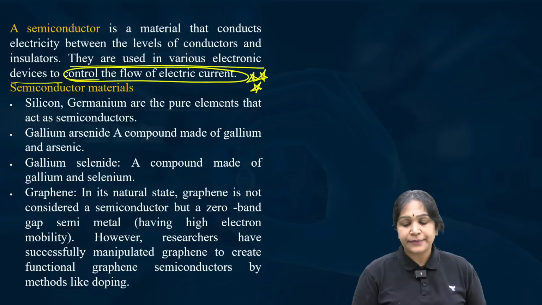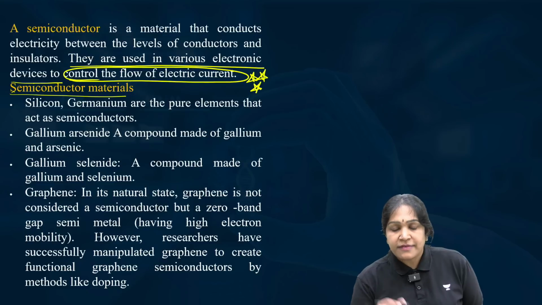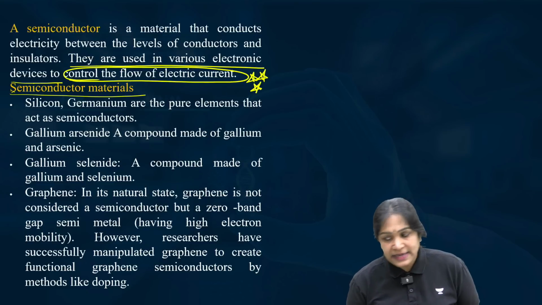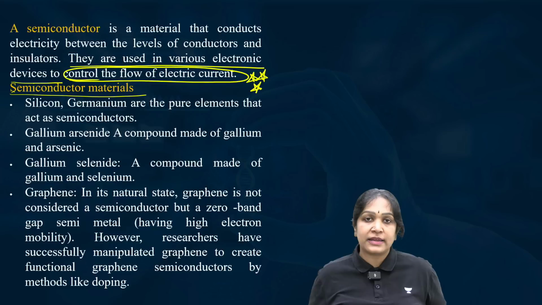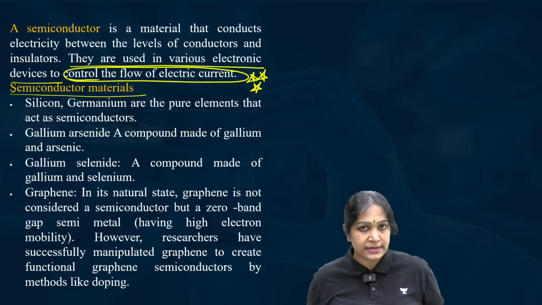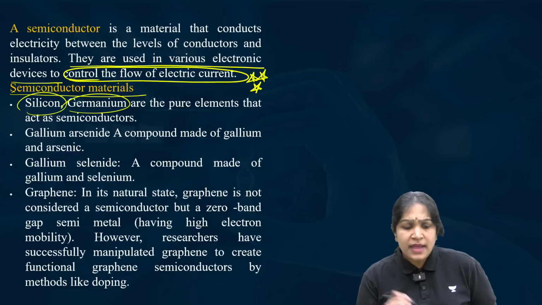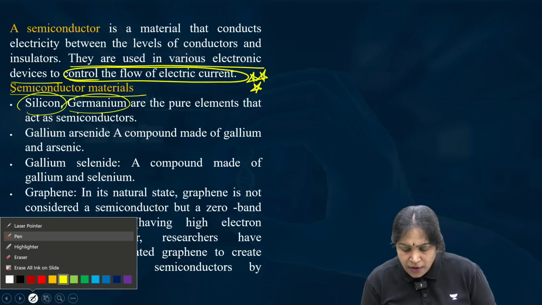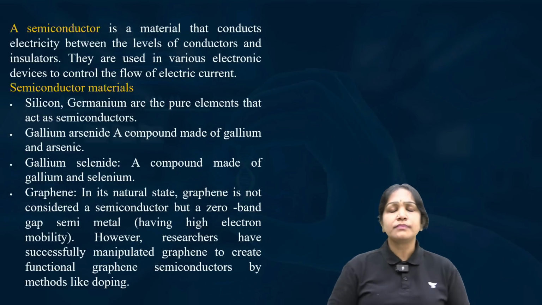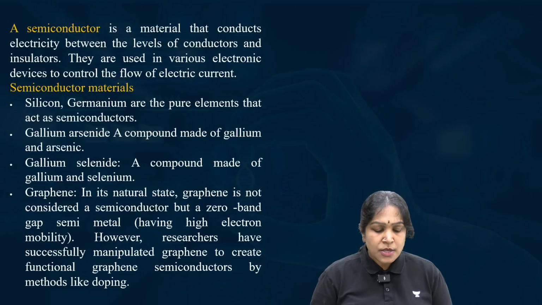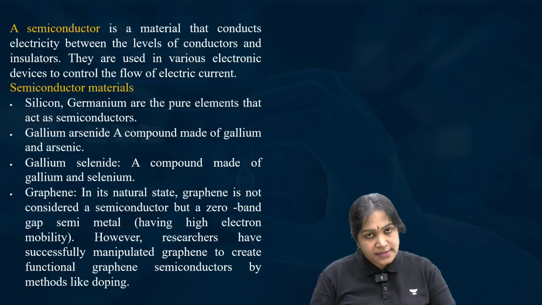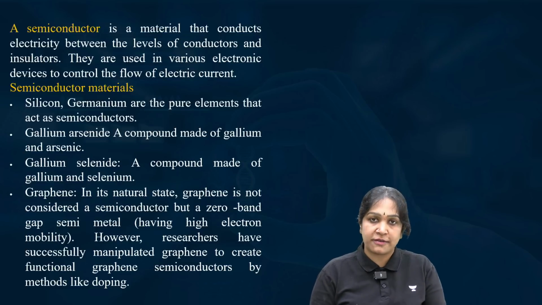Okay, right. Now, here I have given a list of semiconducting materials. What are those materials that can act as semiconductors? Silicon, germanium, and remember, I am not listing all the semiconductors. I am just giving some examples. So don't be under the impression that these are the only semiconductors we have.